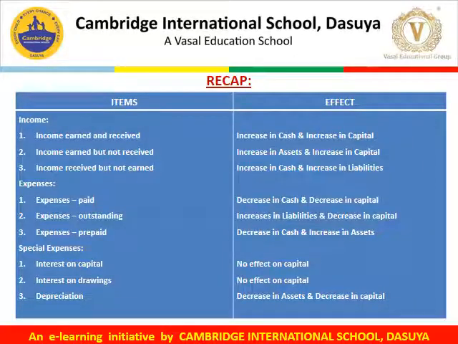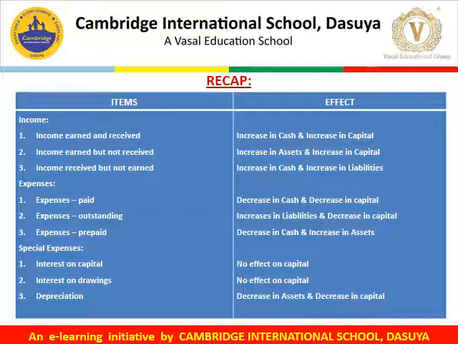So let's recap the treatment of incomes and expenses. First of all, we will discuss incomes. Students, if there is income earned and received, the effect of this transaction on the accounting equation would be increase in cash and increase in the capital. The second one is income earned but not received. The effect of this transaction on the accounting equation is increase in assets and increase in capital.